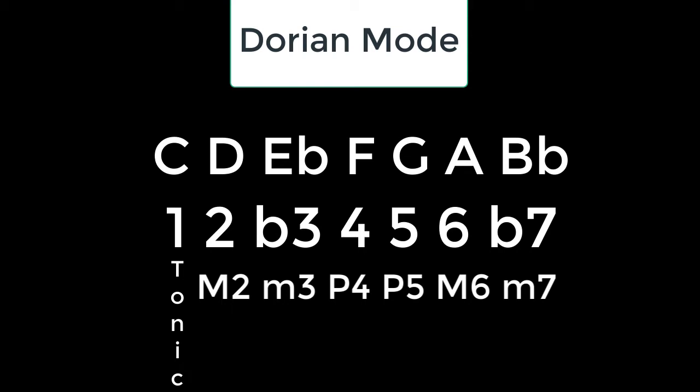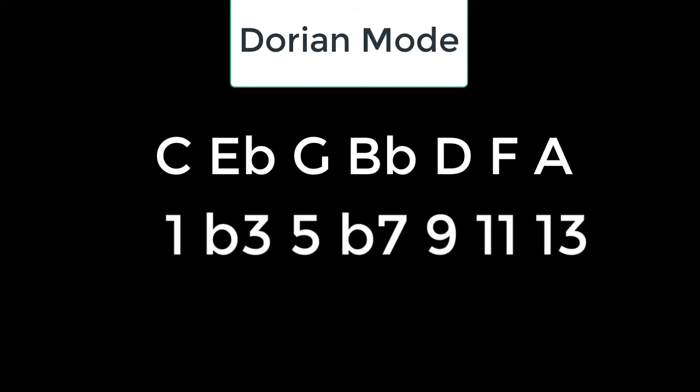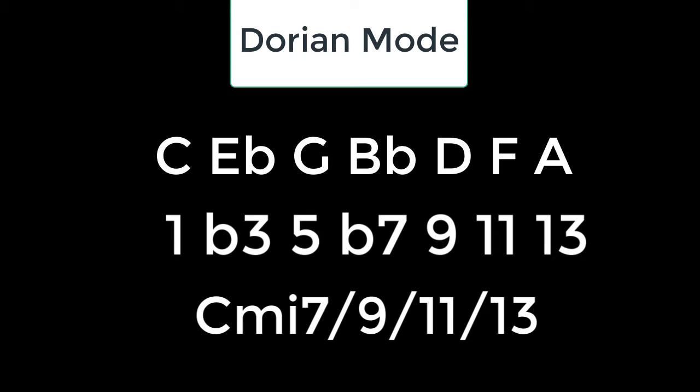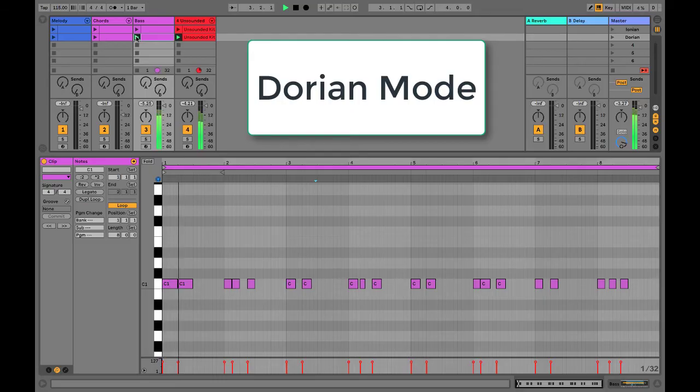If we stacked these notes like a chord, C, E flat, G, B flat, D, F, A, we could call this a C minor 7th, 9th, 11th, 13th chord. So, the Dorian mode sounds like a C minor 7th, 9th, 11th, 13th. This would be the definition of Dorian on paper. But what does it actually sound like? Let's make a Dorian jam.